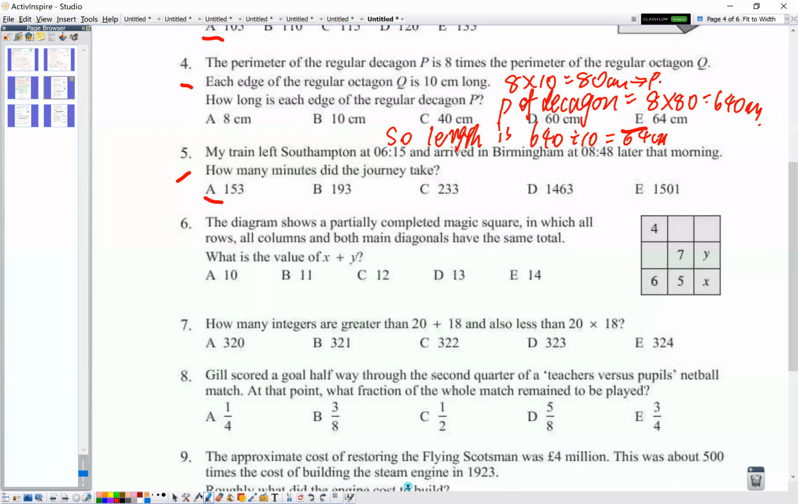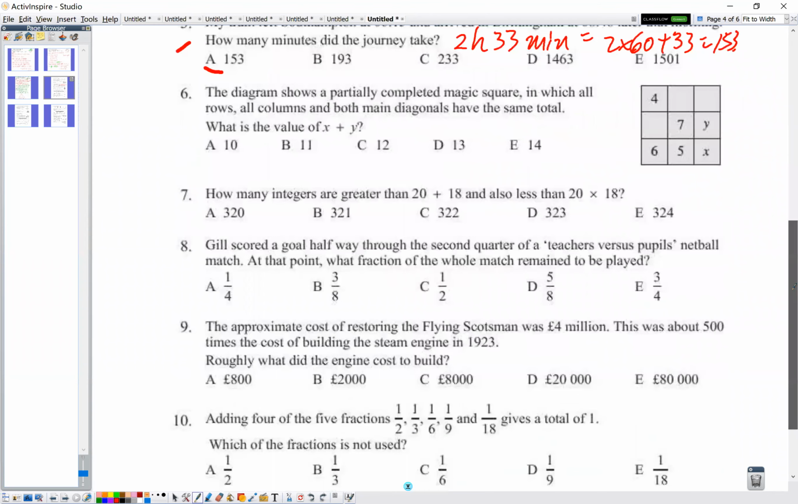Question 5. The question given is that it left, the Southampton arrived. How many minutes did it take? This one is not difficult. So first find the difference between them. The difference is 2 hours 33 minutes. 2 hours 33 minutes is like 2 times 60 plus 33, and that becomes 153. See, the answer for this one.